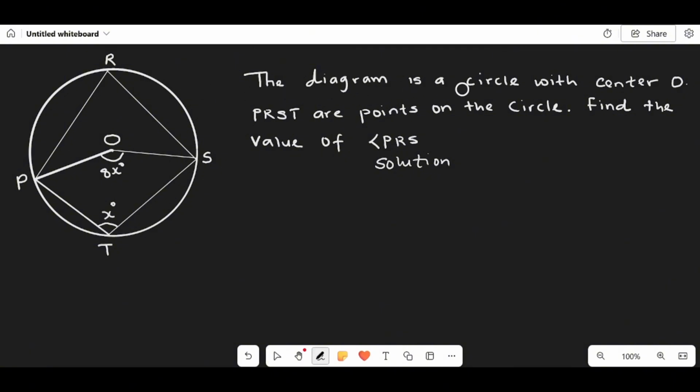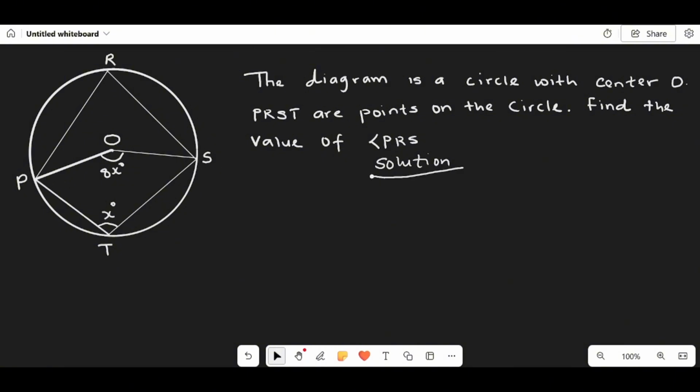The diagram is a circle with center O. This is our center O. P, R, S, T are points on the circle. Find the value of angle PRS.